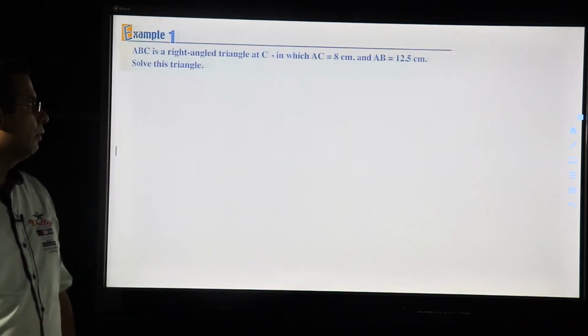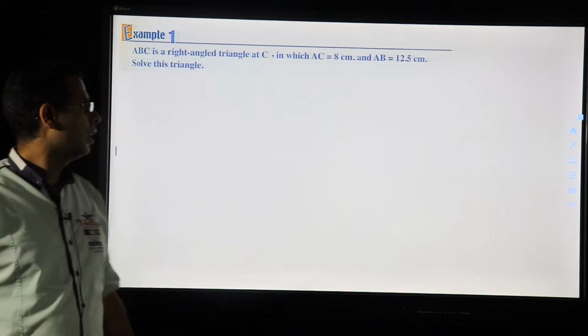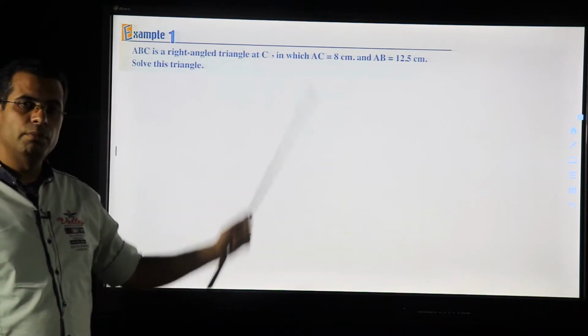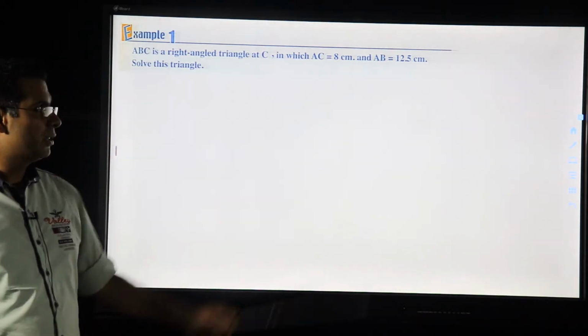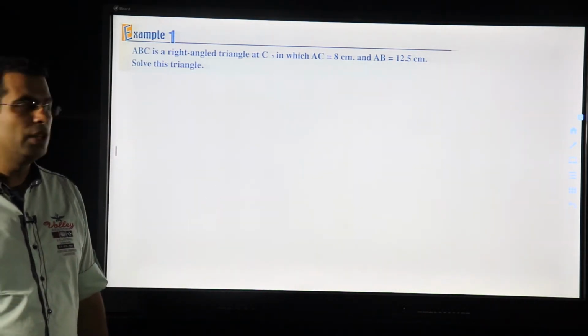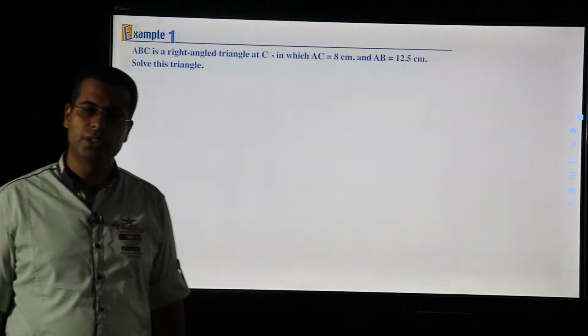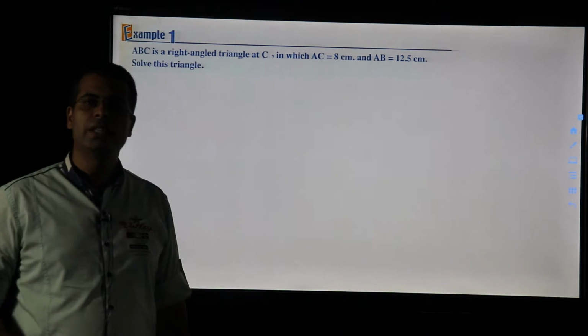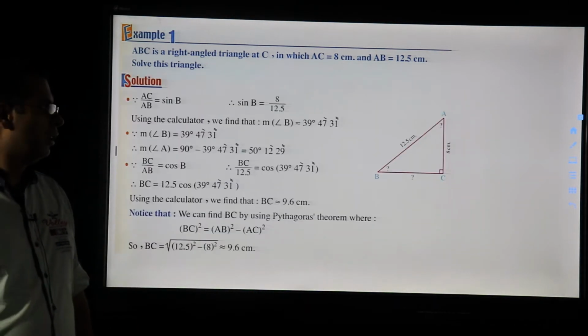Okay. First example, we have right angle triangle ABC. Right angle at C, then measure of angle C is 90 degrees. AC equals 8 centimeters, AB equals 12.5 centimeters. Solve this triangle. What's the meaning of solve this triangle? Find the unknown sides and angles. Okay, the rest of sides and angles.